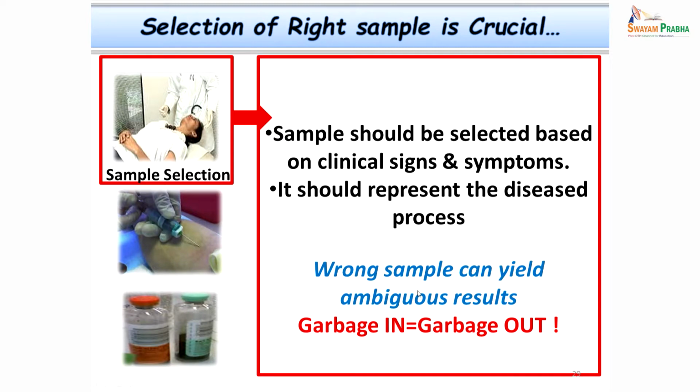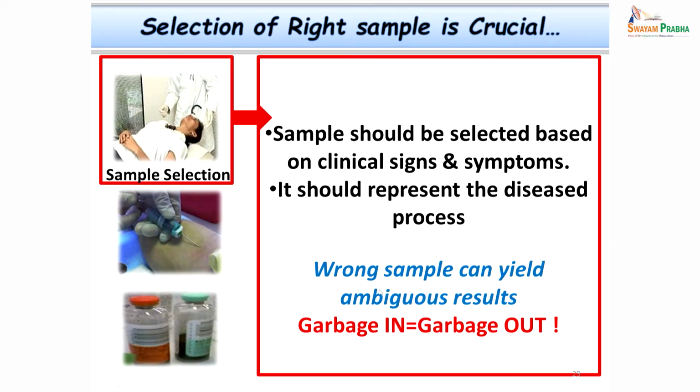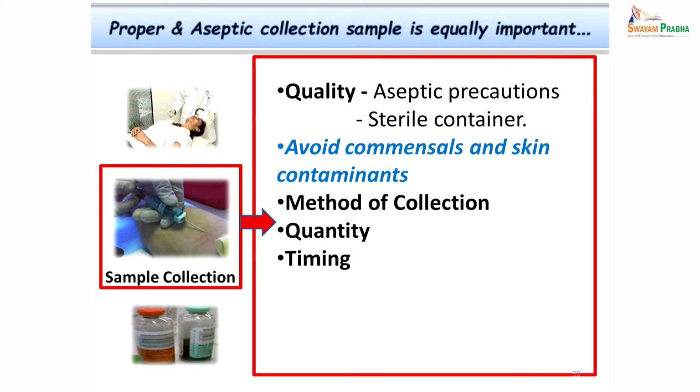This is very clear because we will not be able to hit the diagnosis if the disease process is elsewhere, and if we collect a wrong sample, we will not be able to give the right diagnosis. It is very true that, as we have a dictum with computers, garbage in, garbage out, it also holds good in laboratory diagnosis. If they give us the right sample, we shall be able to help the physician treat the patient specifically. So, sample selection is very, very important.